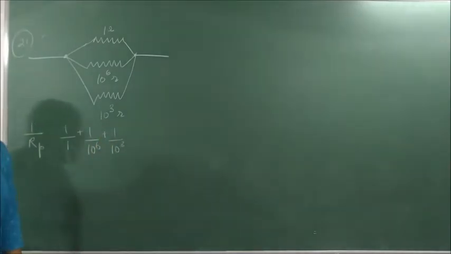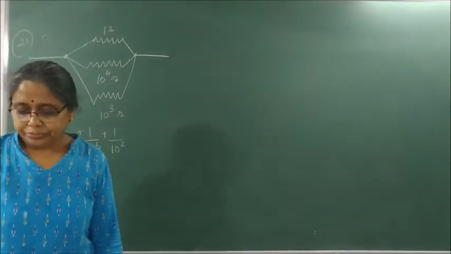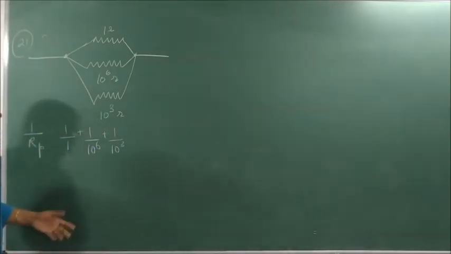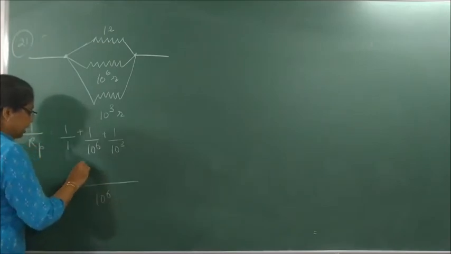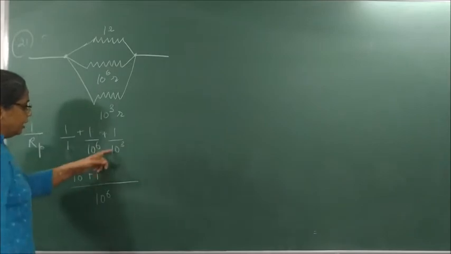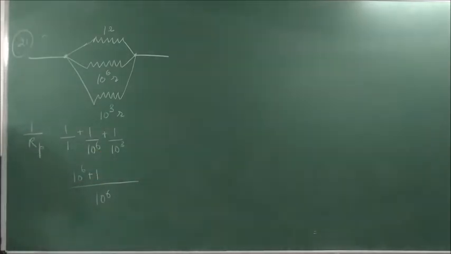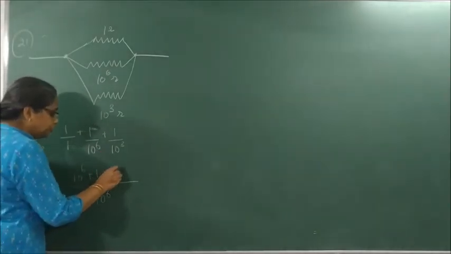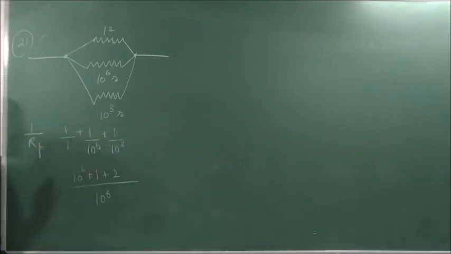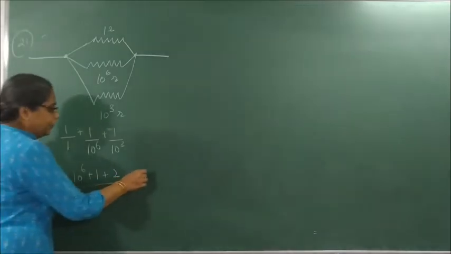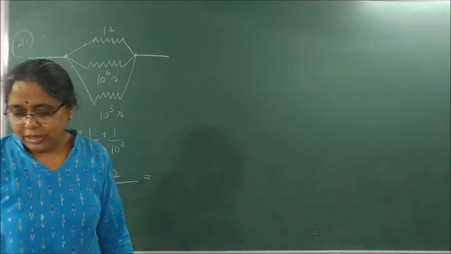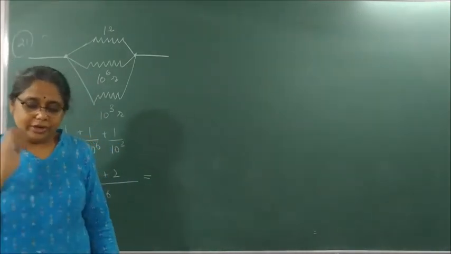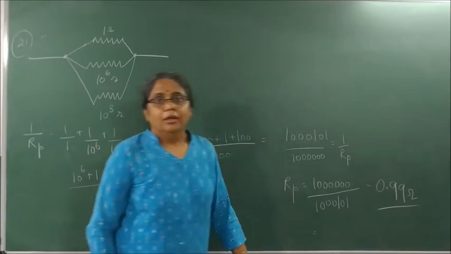Okay? What should be my LCM now? 10 to the power of 6. So this becomes 10 to the power of 6 plus 1 plus 10 to the power of 3, over 10 to the power of 6. So can you solve this? Please solve it and finally get your answer. It will be somewhere around, I won't tell, but let us try. Just pause it and try it.